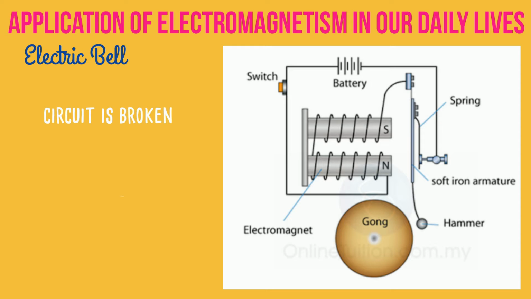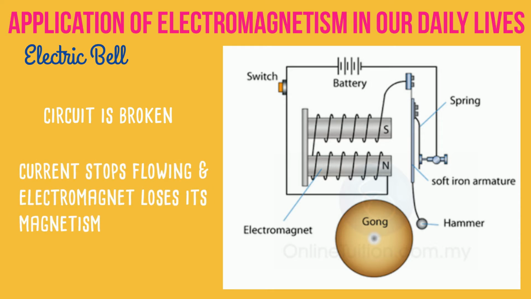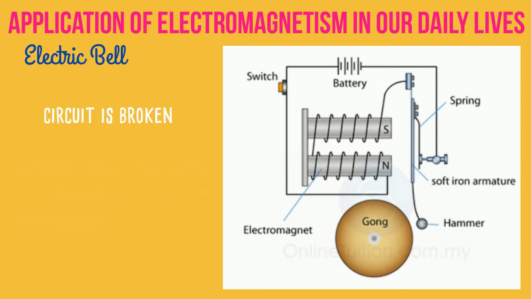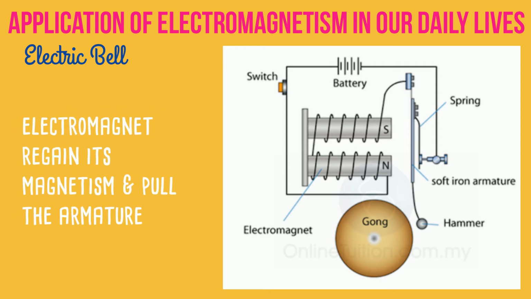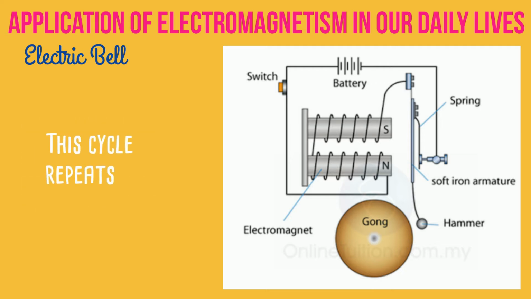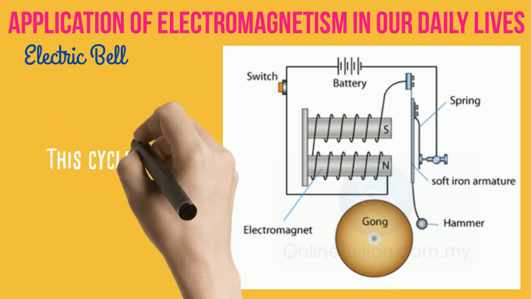The current stops flowing and the electromagnet loses its magnetism. This causes the spring to pull back on the armature and reconnect the circuit again. When the circuit is connected, the electromagnet regains its magnetism and pulls on the armature, and hence the hammer is striking the gong again. This cycle repeats and the bell rings continuously.